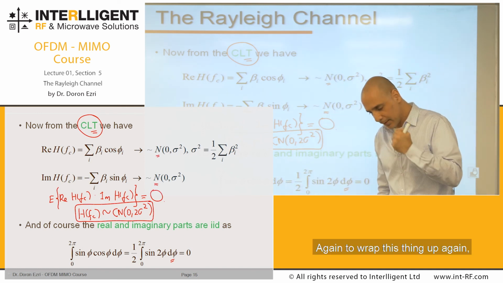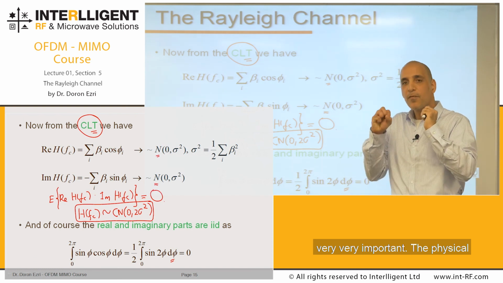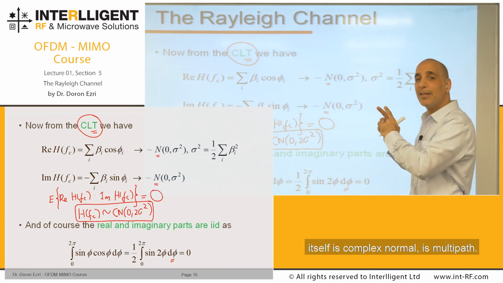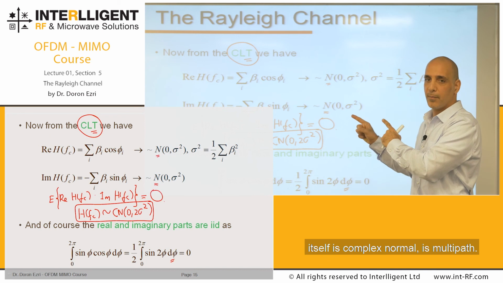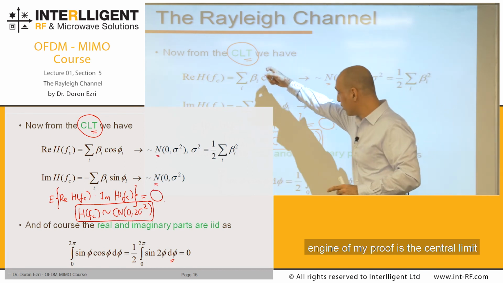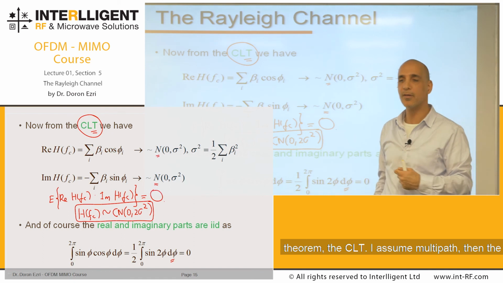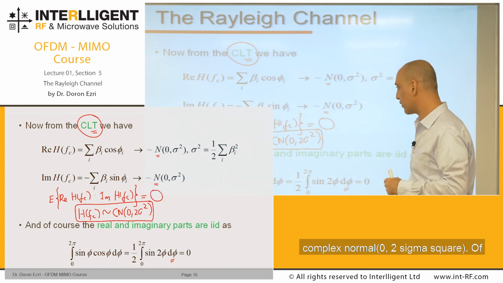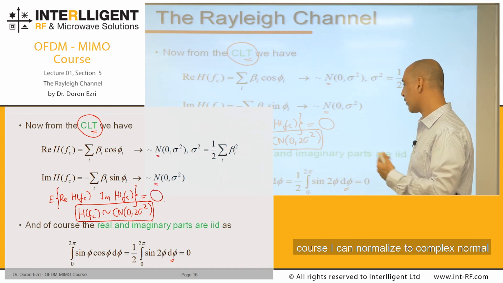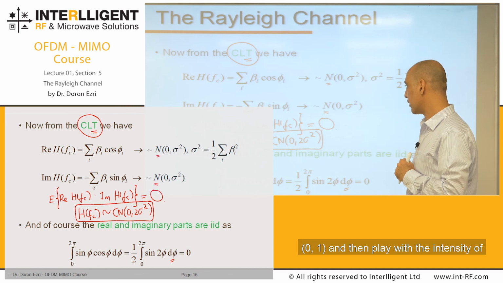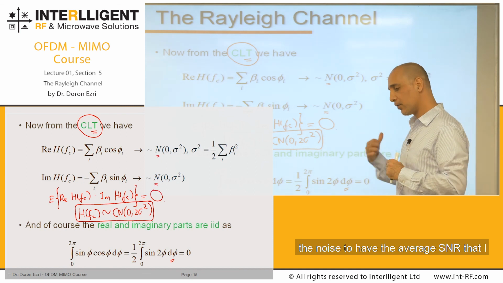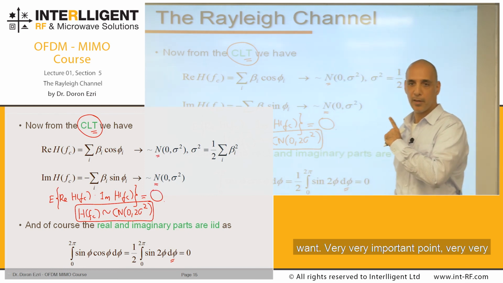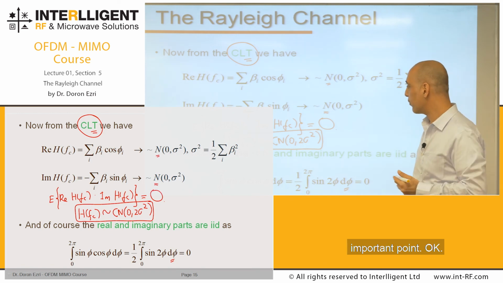Again, to wrap this up, very, very important: the physical interpretation, or the physical reasoning, for the assumption that the channel itself is complex normal is multipath. So I assume multipath, and the engine of my proof is the central limit theorem, the CLT. I assume multipath, then the transfer function itself tends to be complex normal 0, 2 sigma square, or of course I can normalize to complex normal 0, 1, and then play with the intensity of the noise to have the average SNR that I want. Very, very important point.